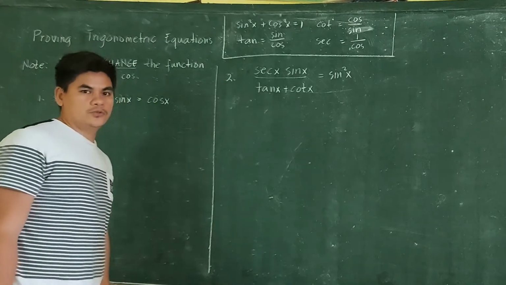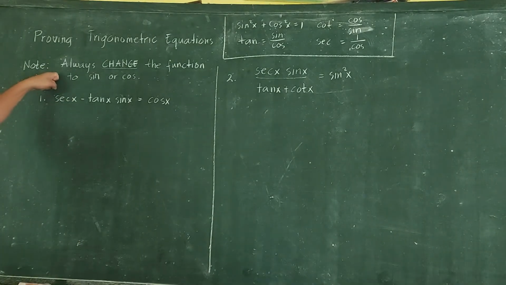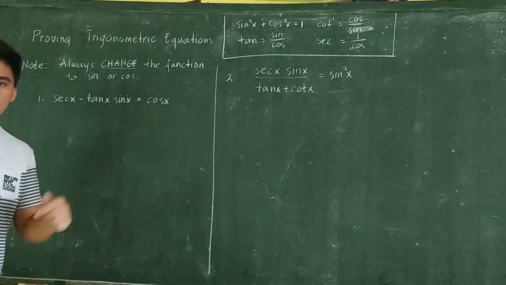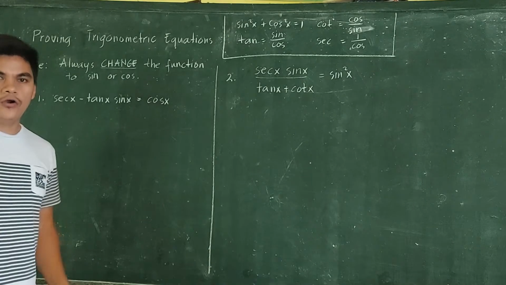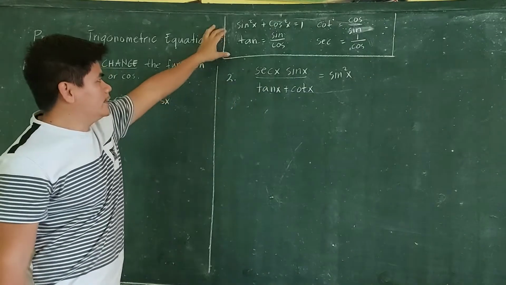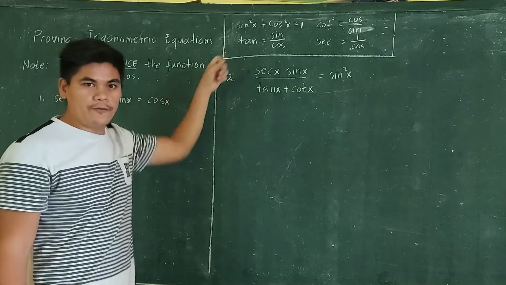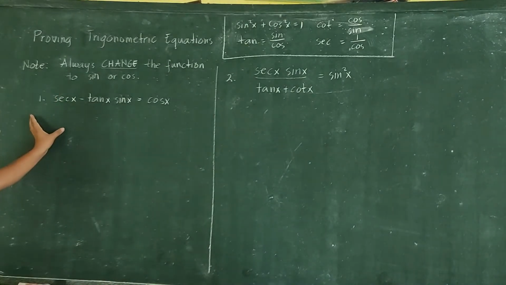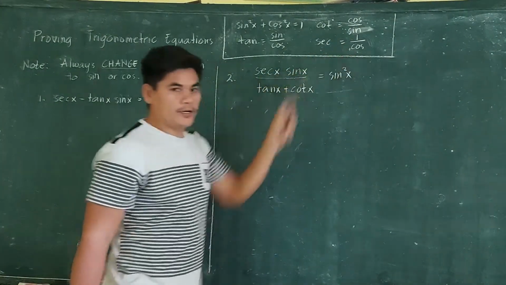Take note, when proving trigonometric equations, first thing is always change the function to sine or cosine. That is the first step. Change the function to sine or cosine. Now, in these two examples, we only need these 4 identities. So I write the 4 identities here in order for us to be guided as we continue with our proving process.